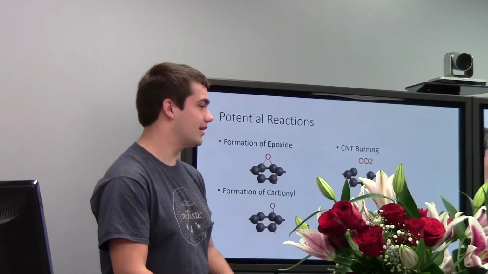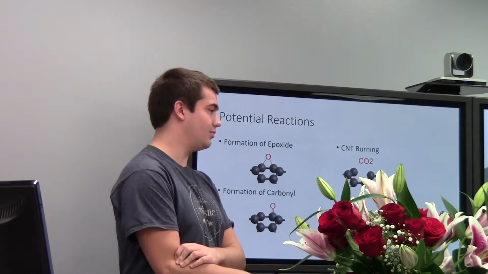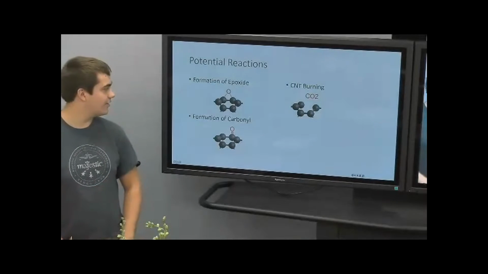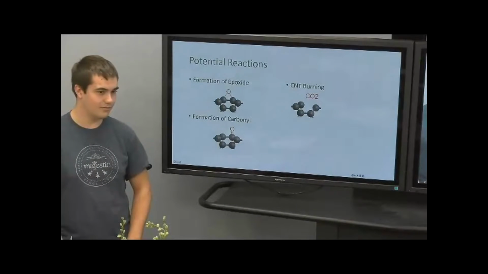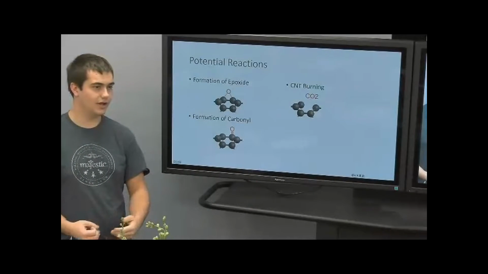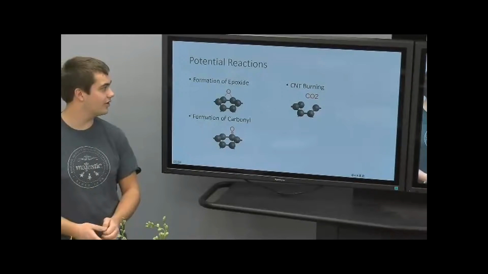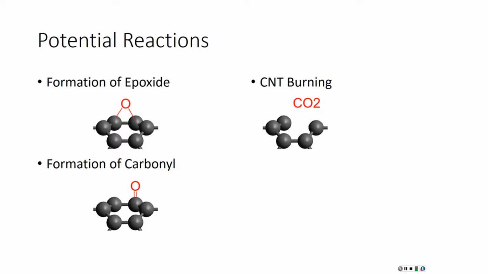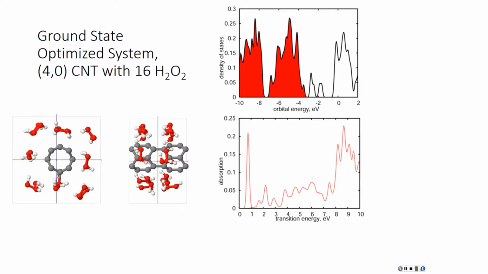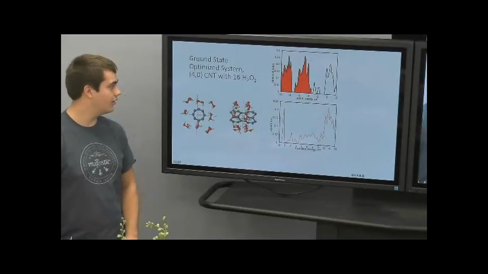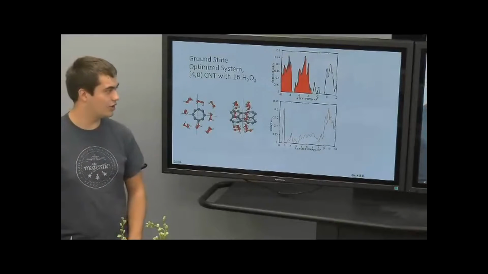And we expected that when we reacted the carbon nanotube with the peroxide, we'd get some formation of epoxides and carbonyls, as well as a burning reaction where carbon is removed from the carbon nanotube to make CO2 gas or something of the like. And this would make a hole on the nanotube. So we looked at this unit cell here, which is 2 units of the carbon nanotube long, and it has 16 hydrogen peroxides around it.